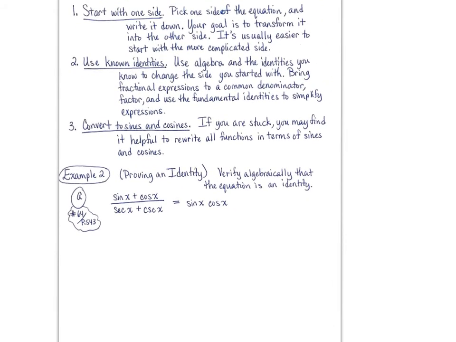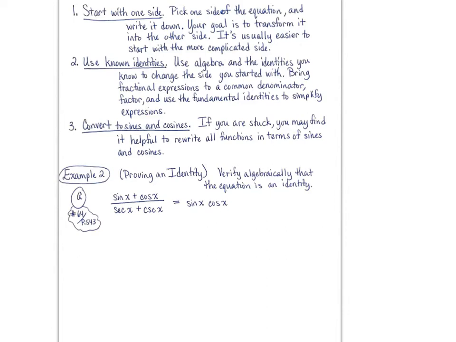We're going to prove that this identity is true. We're going to verify algebraically that the equation is an identity. So sine of x plus cosine of x divided by secant of x plus cosecant of x equals sine of x times cosine of x.